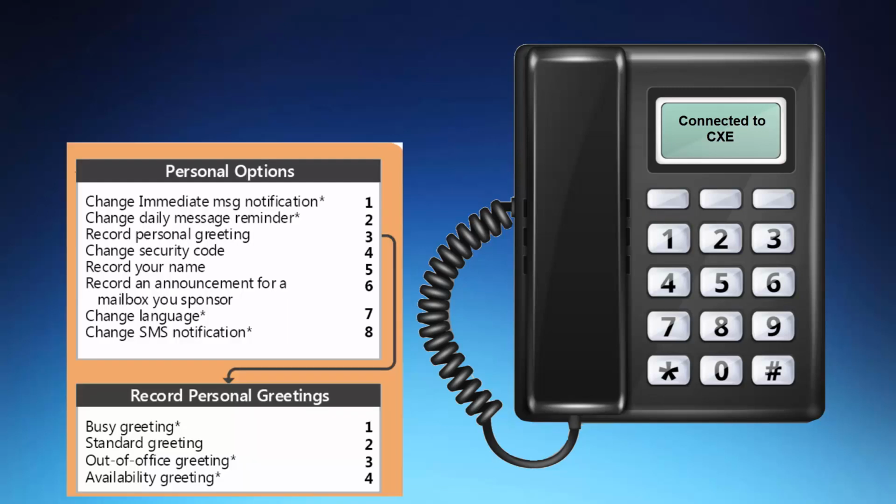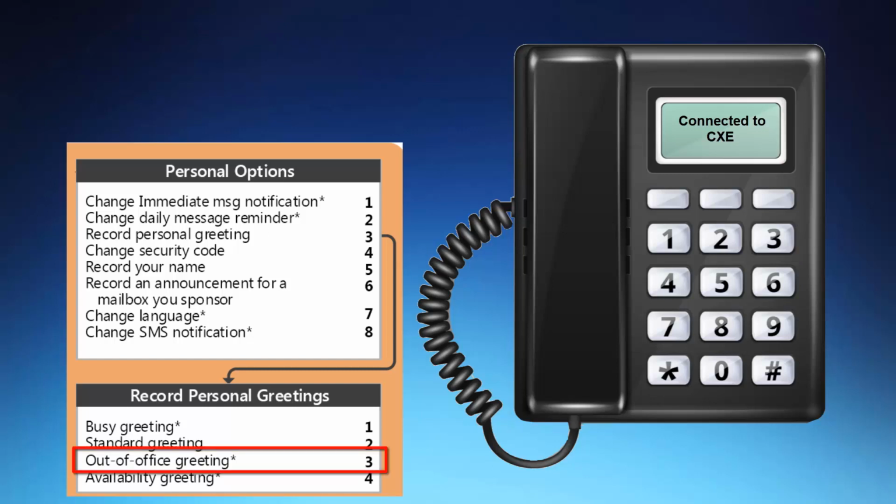To change immediate message notification, press 1. To change the daily message reminder, press 2. To record a personal greeting, press 3. To record the greeting to be used when your extension is busy, press 1. To record the greeting to be used for all other conditions, press 2. To record and set your out-of-office greeting, press 3.